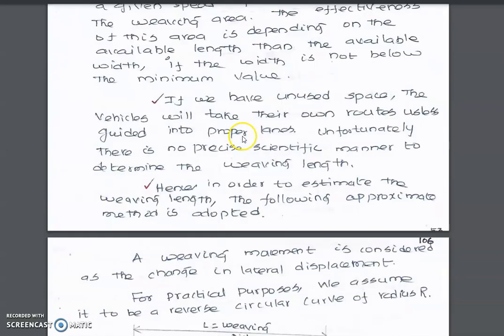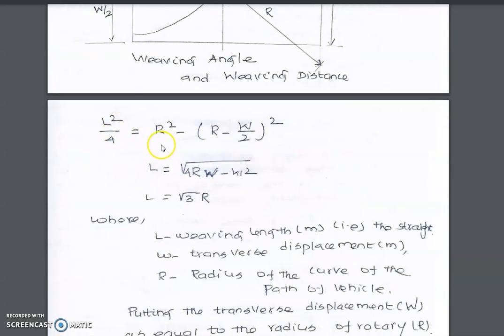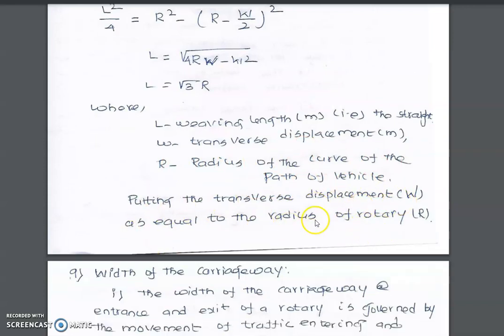Then the viewing angle. Based on this picture, we have to form the viewing angle. L is the viewing distance, so L squared by 4 is equal to R squared minus (R minus W divided by 2) the whole squared, the previous formula, where L is equal to root of 3 times R, when L is equal to root of 4RW minus W squared, where L is the viewing length in meters, W is the transverse displacement in meters, and R is the radius of the curvature of the path of the vehicle. So we put the transverse displacement equal to the radius of the rotary.